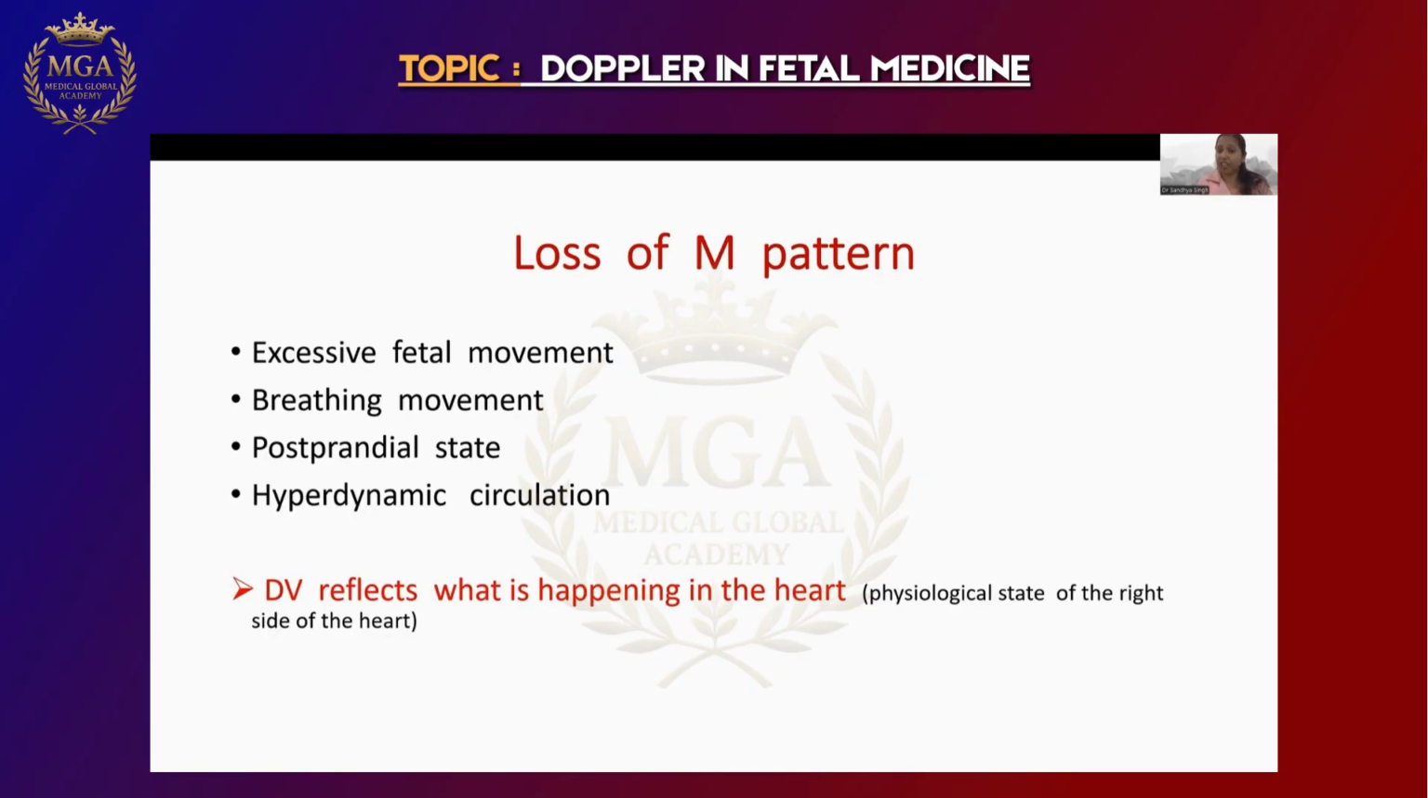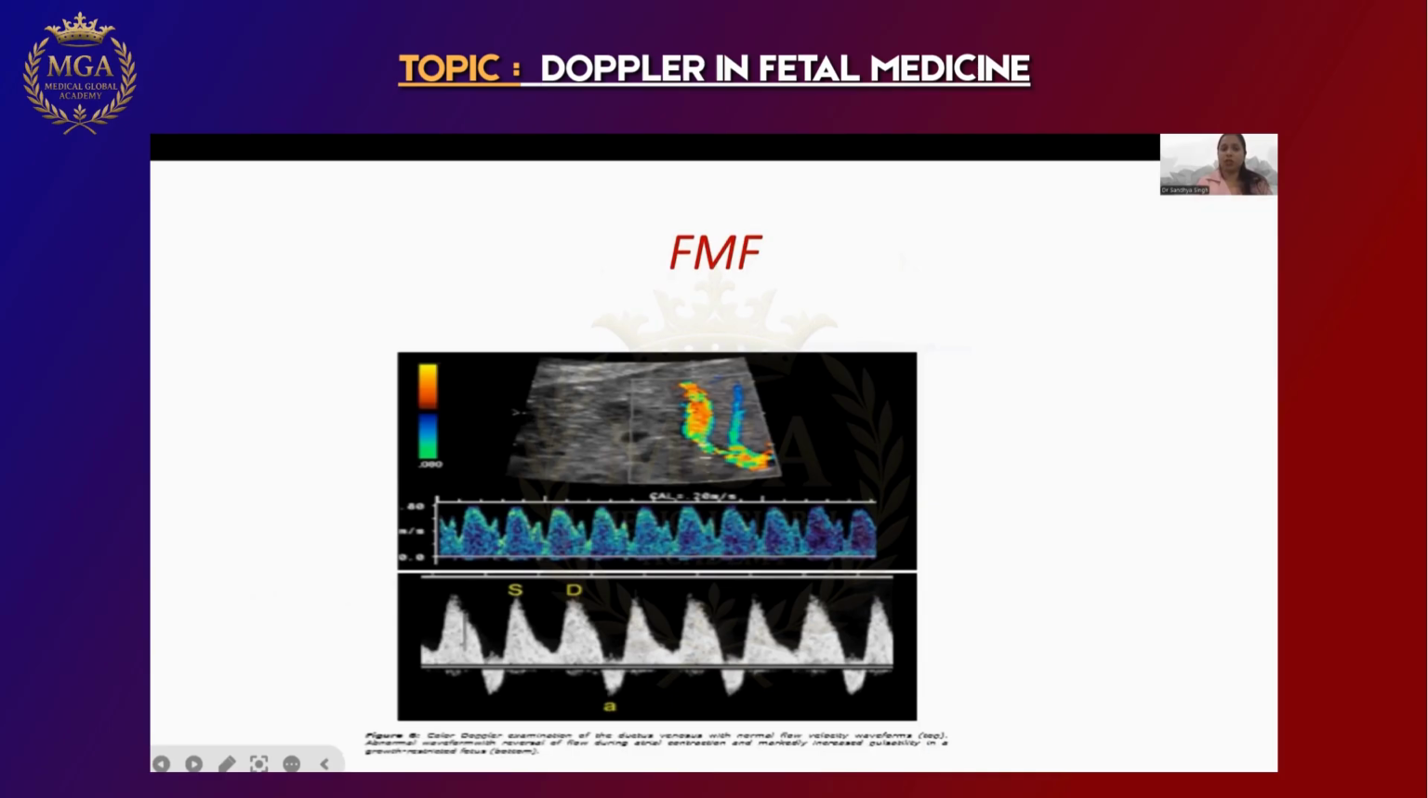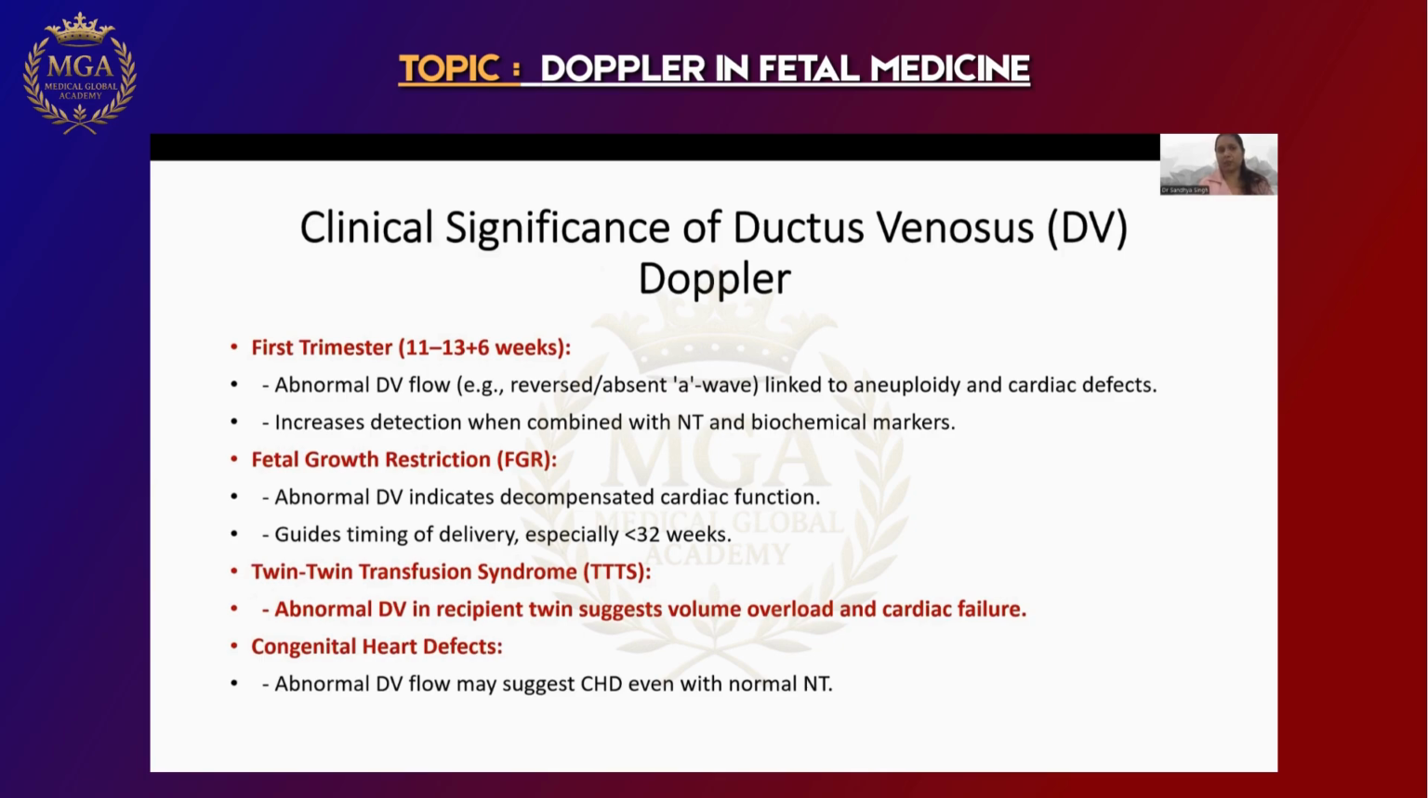So DV basically reflects what is happening in the heart. Now, this is how a normal ductus venosus waveform looks, and this is how an A wave reversal looks in DV. So if we talk about the importance of DV in the first trimester, it can be a marker of aneuploidy, it can be a marker of cardiac abnormalities.